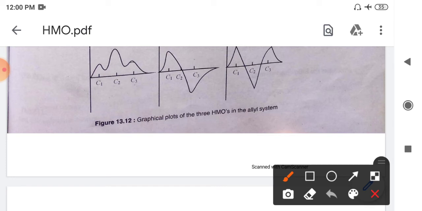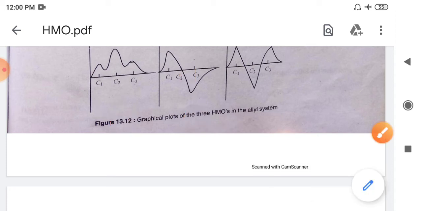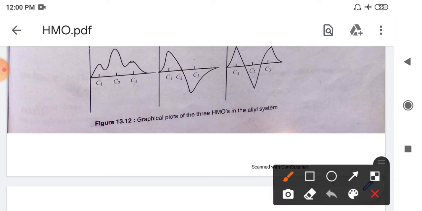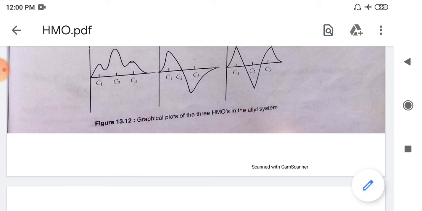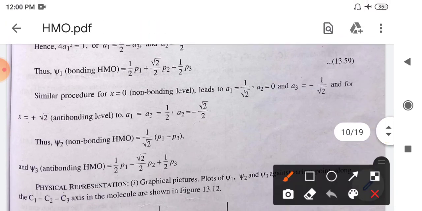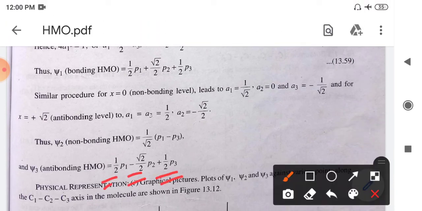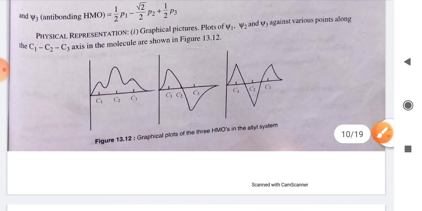Now this is psi 1, and this is psi 2. For psi 2, we know that there is zero probability at C2, and there is also one node present for psi 2. Okay. So C1 has the same value as that of C3. And lastly, for psi 3, there are three values, but there are two nodes. Okay, two nodes are there. So first it will increase, then decrease to negative values, and again increase to positive values. Okay, so here in the wave function we can see it is positive, here it is negative, and here it again comes out positive. So this has two nodes.